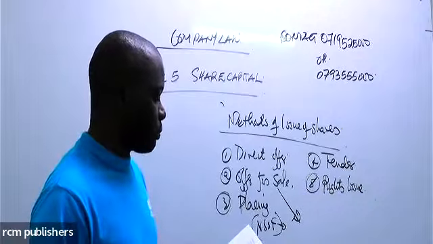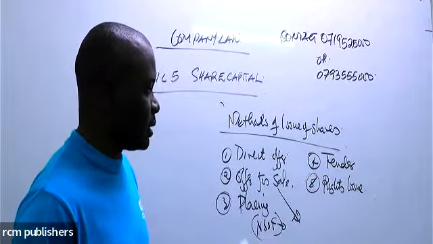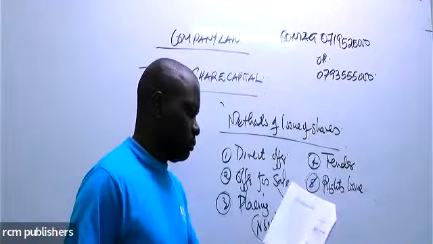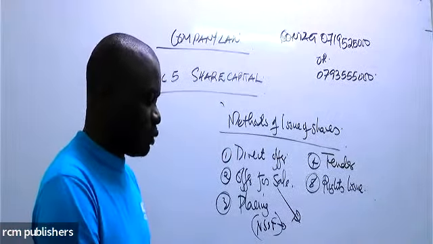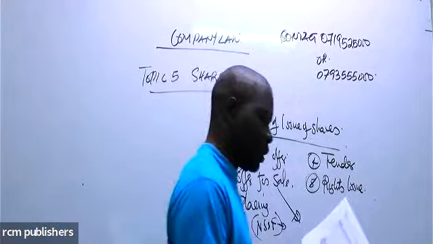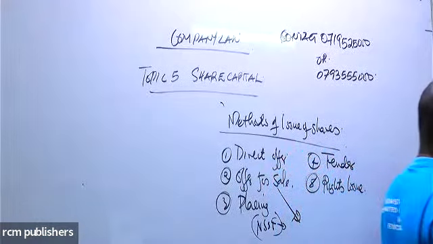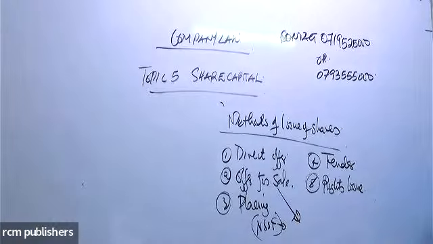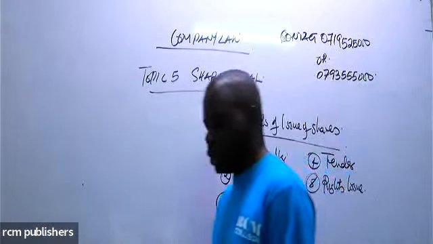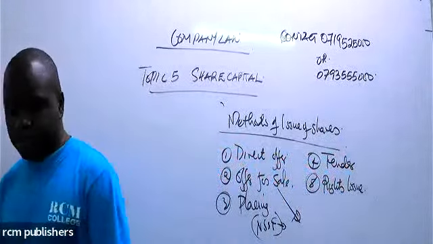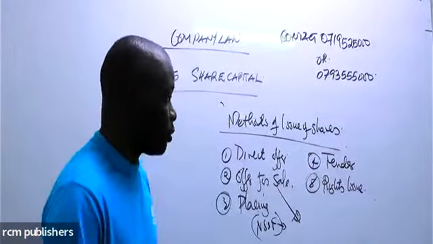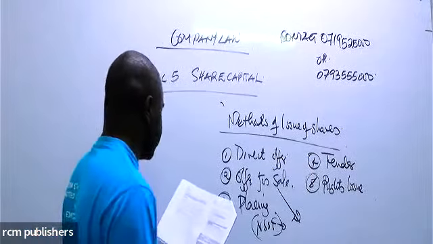So these ones can be tested. You can see I've been able to highlight. When you see the notes where I've highlighted, that is very key. So these ones can be tested. The methods of issue of shares are tested. They put there 8 marks. They ask you to explain 4 methods of issue of shares.